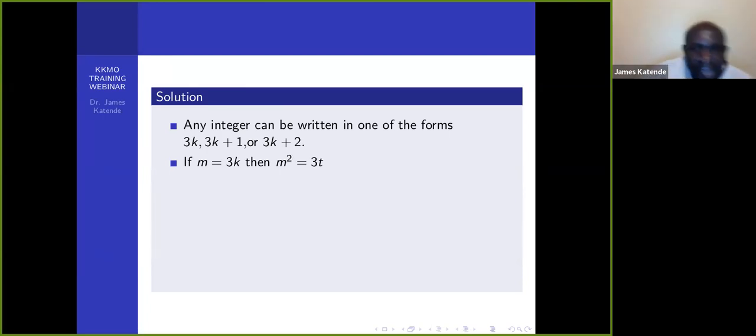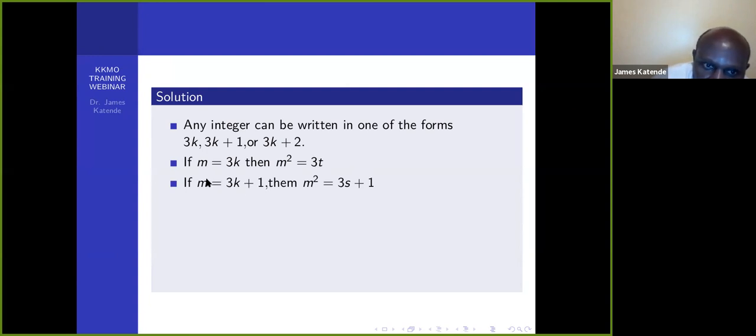So if m is a multiple of 3, if you square it, you will also get a multiple of 3, right? Now the next thing we'll look at: if m leaves remainder 1 when divided by 3, and you square m, what you get will still give you remainder 1 when divided by 3. If you square this, you will have a multiple of 3 plus 1 at the end of it all.